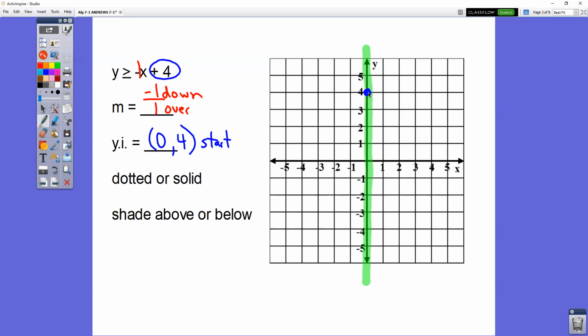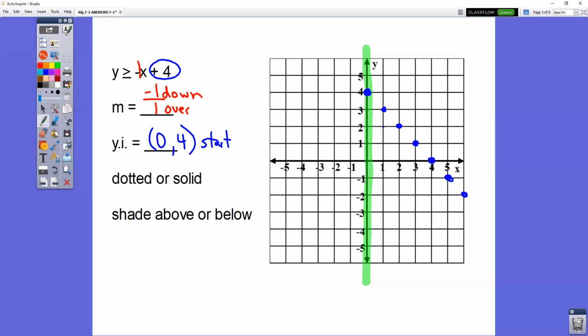And now we're going to follow our slope starting at that dot. We're going to go down 1 over 1, down 1 over 1, down 1 over 1, and so on. But now you have two decisions to make.